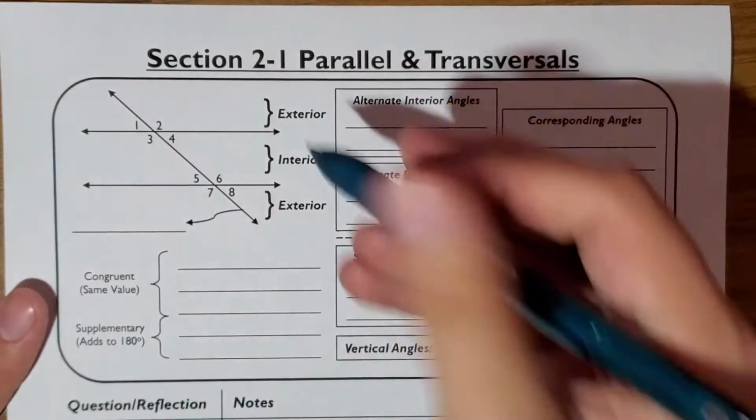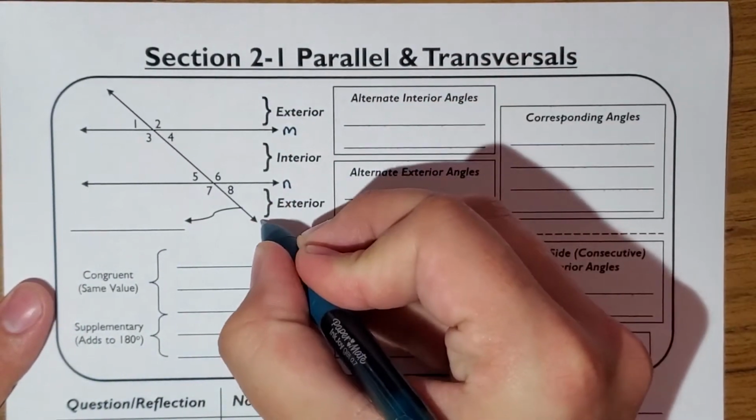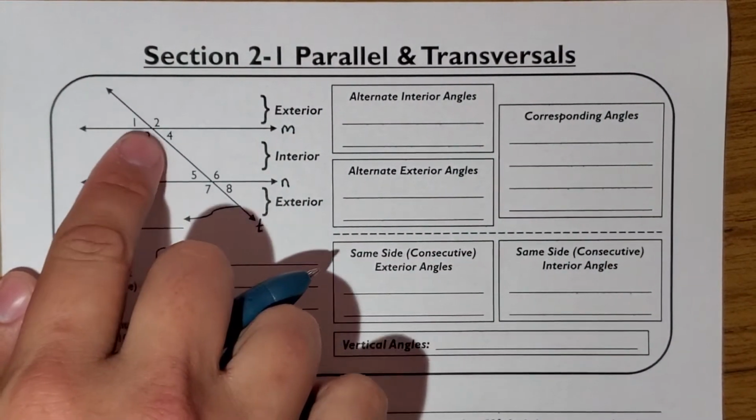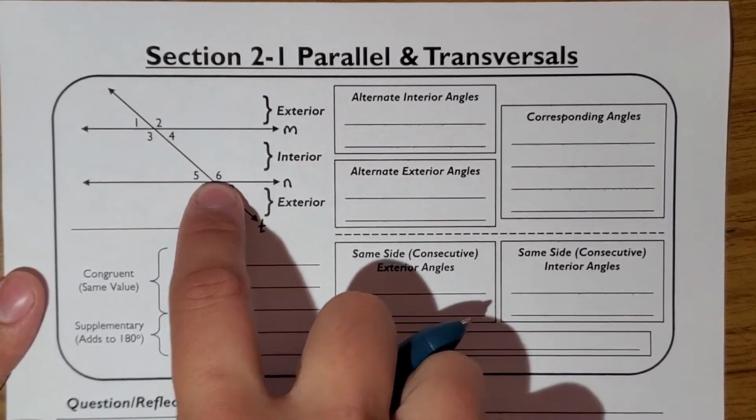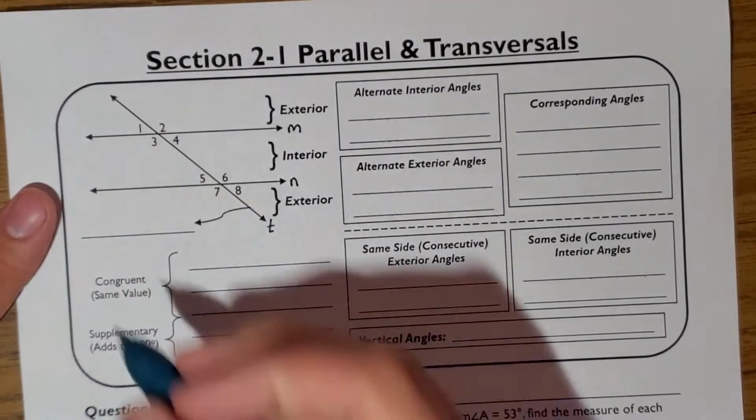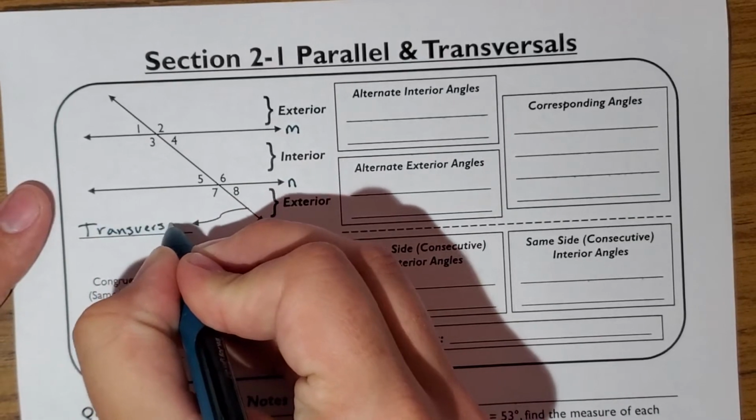So if you take a look here, let's go ahead and give some names right here. Let's call this line M, this is line N, and we'll call this line T. Notice how line M intersects line T right here, and line N intersects with line T here. So since T is intersecting 2 lines, T is the transversal in this picture.